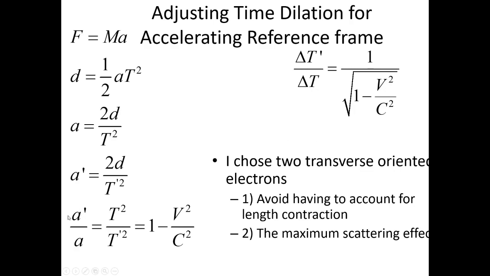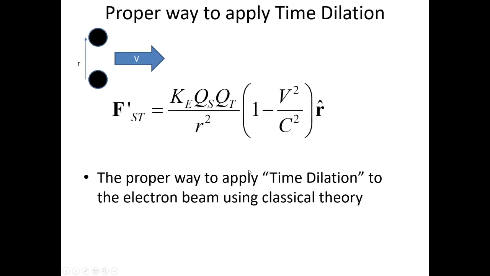But when we do that, our time dilated acceleration, when you reciprocate and square this, is going to be 1 minus v squared over c squared. Okay, so now we're going to multiply this times Coulomb's model. And that's what we end up with. Okay, so this is the proper way to apply time dilation to the electron beam using classical theory. And what this means is that this force between these two charges, the closer you get to the speed of light, this force tends to go to zero. Okay, that's what this equation means.